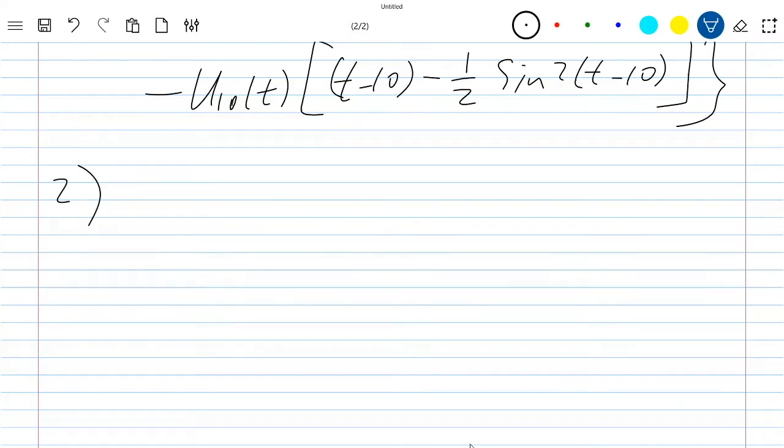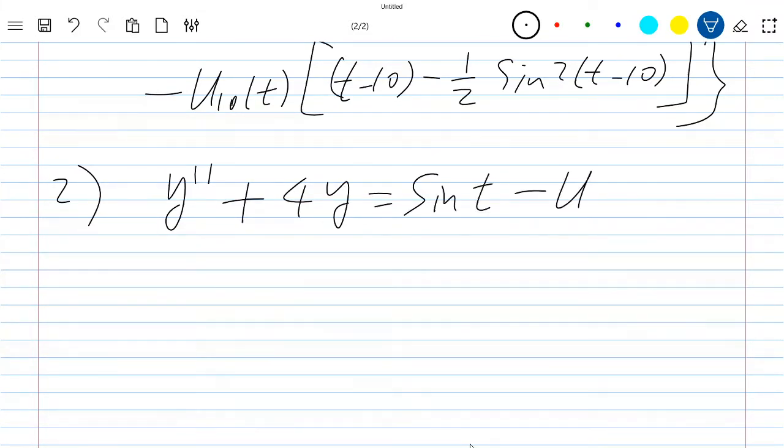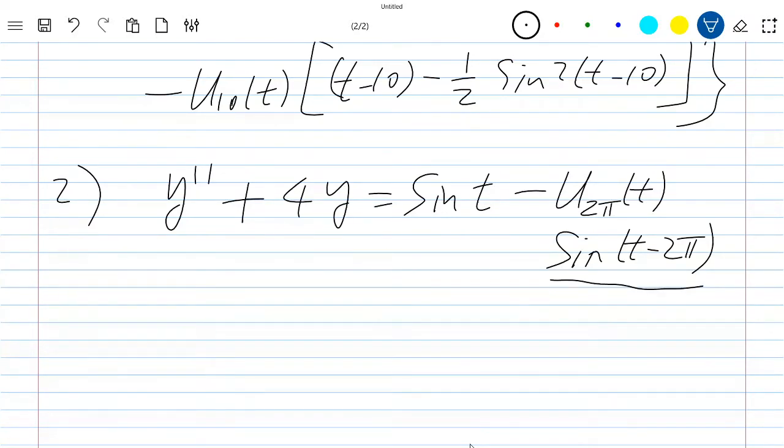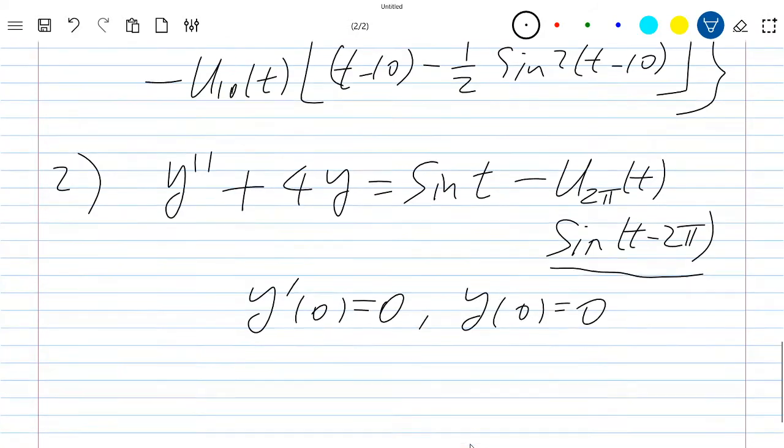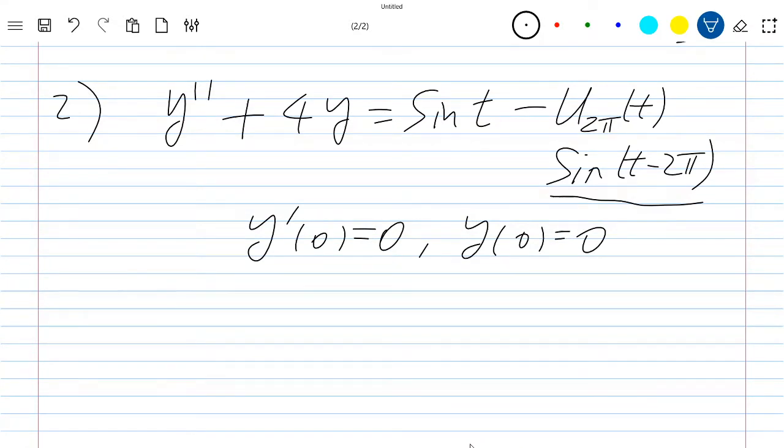Let's say y double prime plus 4y equals sine of t minus u 2 pi of t times sine of t minus 2 pi. Well, this sine of t minus 2 pi is to make your life easier. You will see why. And also, let's say this is 0, that is 0, just also to make your life easier. Okay. So your equation is still pretty simple.